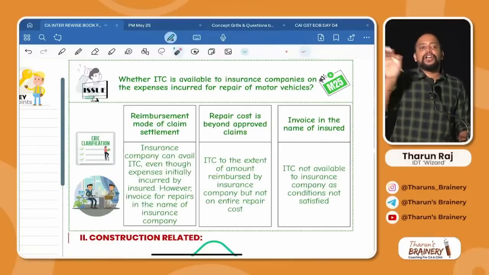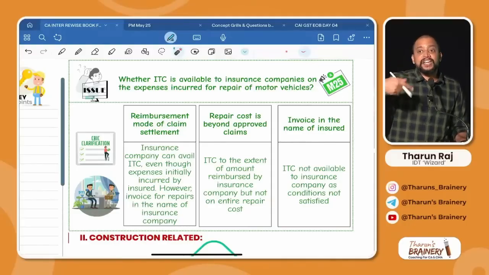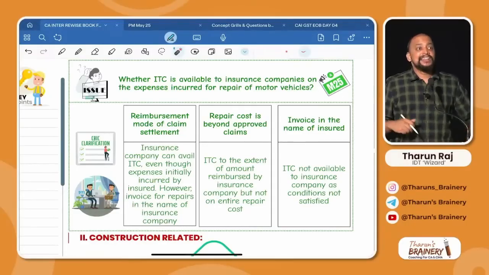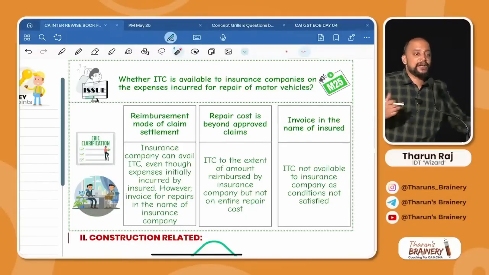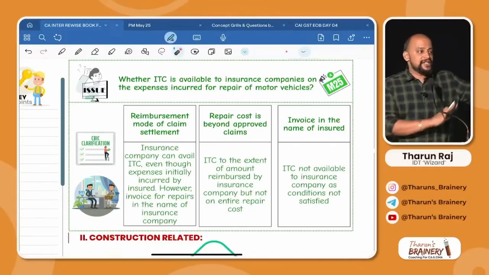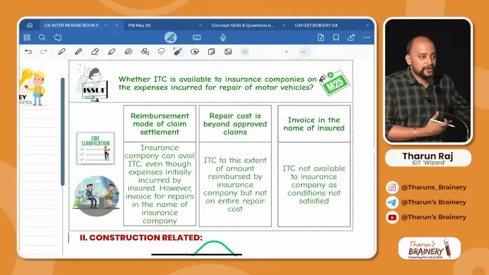The 180 days condition will not come there, because generally we need to make payment to the supplier within 180 days. That problem will not be there, because in this case, even though the insurance company is not making payment, the insured has already paid. So it's okay. Insurance company can take ITC. Are you getting this? That's what they have given in the circular. Next.